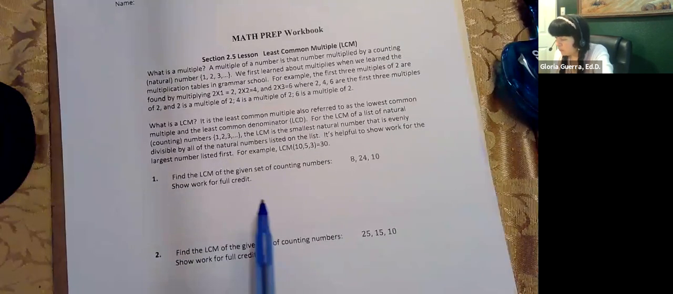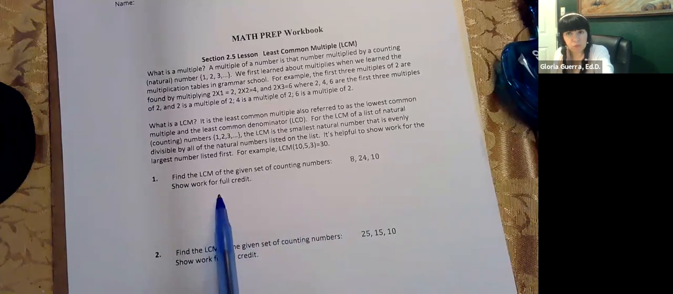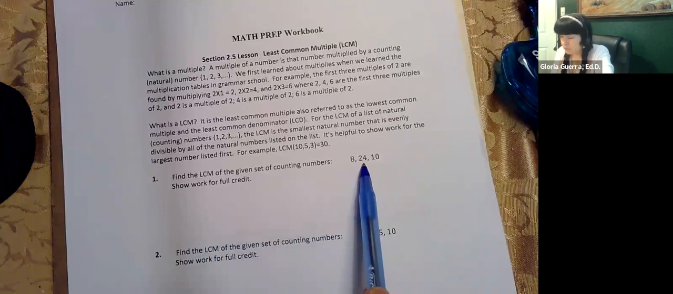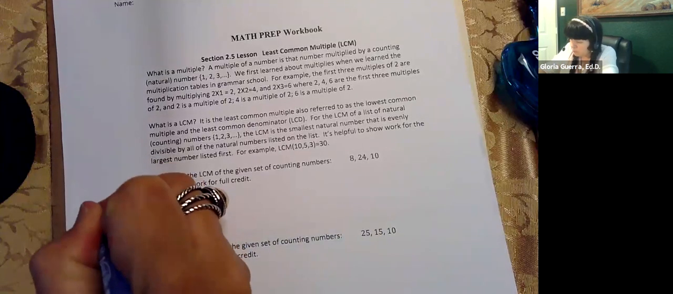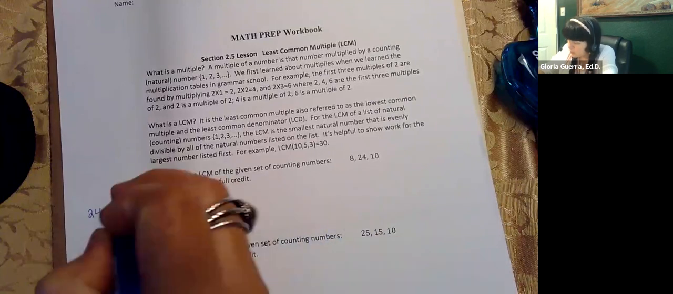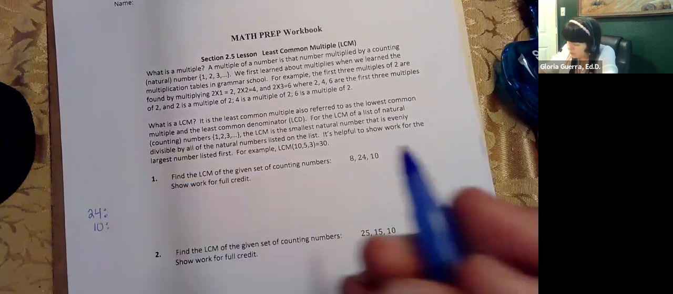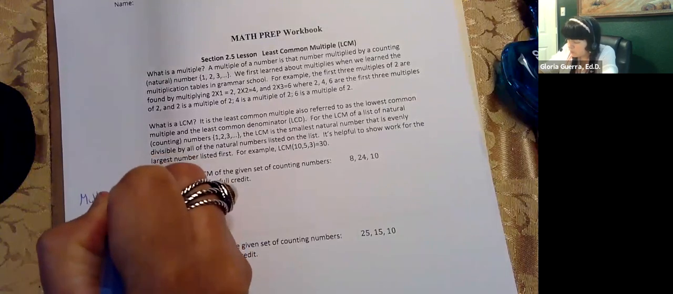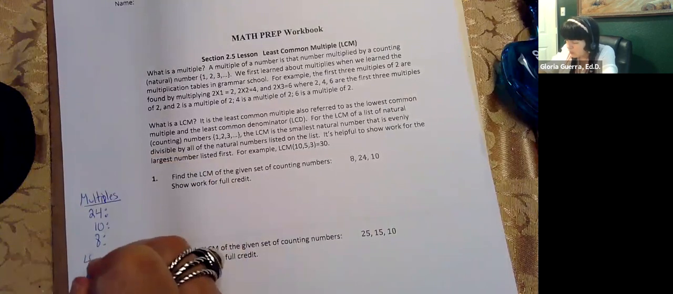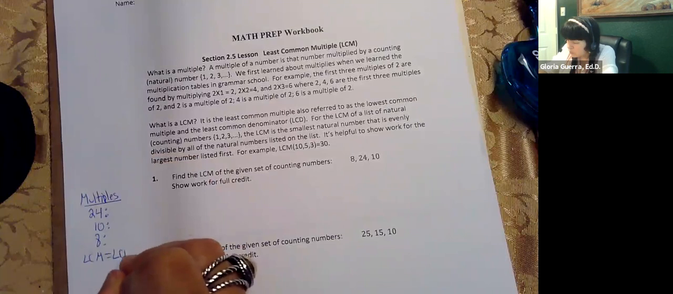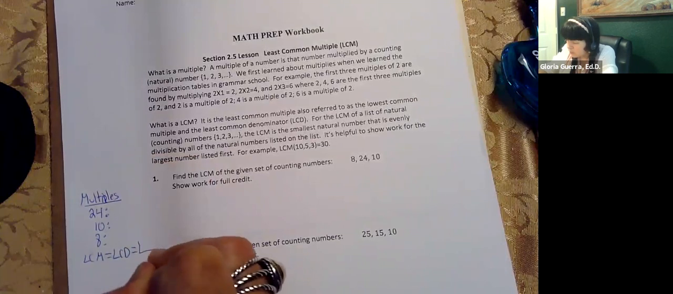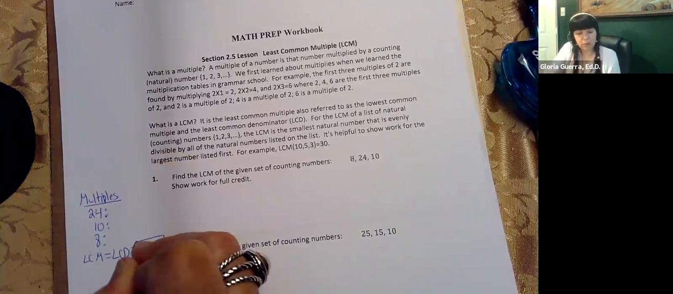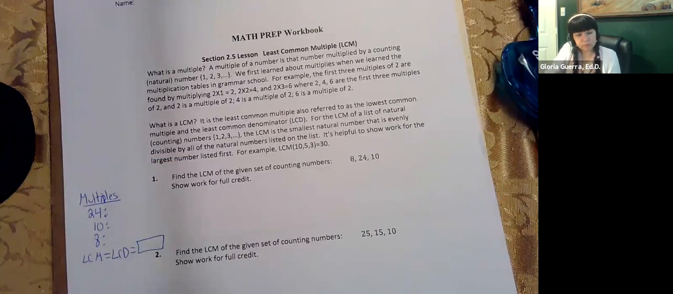So the first method: find the LCM of the given set of counting numbers 8, 24, and 10, and show some kind of work for full credit. If I start with the biggest number, 24, and then 10, and then followed by 8, what I'm going to do is list the multiples of these, and then try to identify an LCM, which is also known as the LCD. So you want to grab your multiplication chart and start listing the multiples.